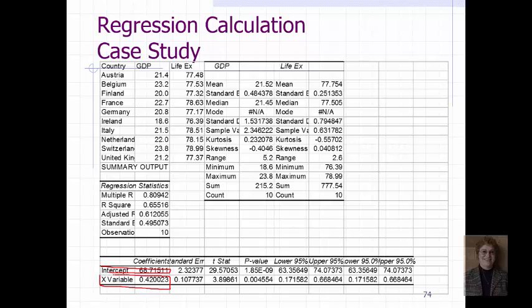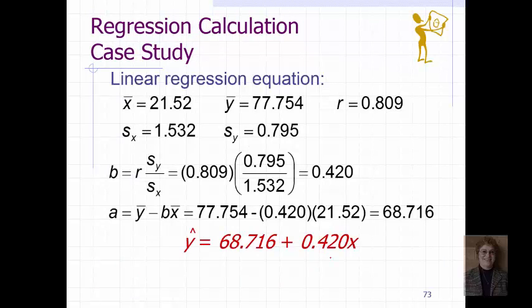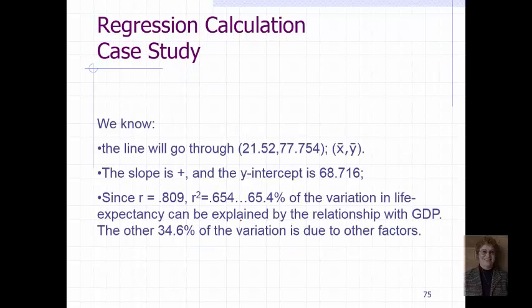Basically, if we go back to our line, I'm going to go back a slide. If the country has no GDP, we would predict that the life expectancy is a little more than 68 years. And life expectancy is going to go up 0.4 of a year for every, I think it was probably $1,000 of GDP. Now, things we know.